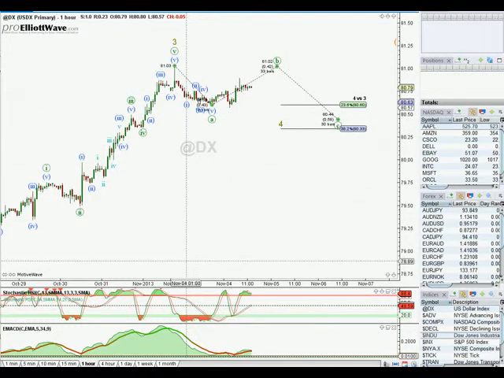So, as always, that's an overall coverage of the currency markets and the major markets.